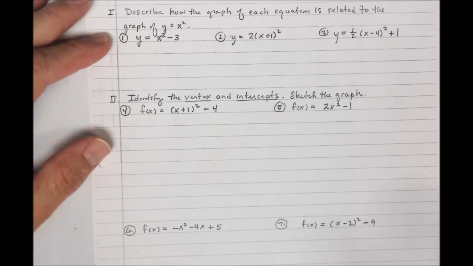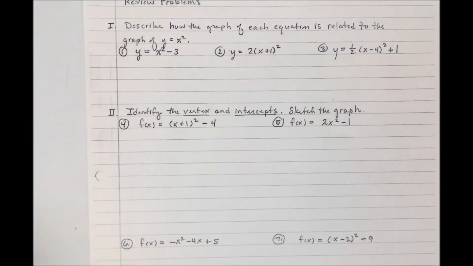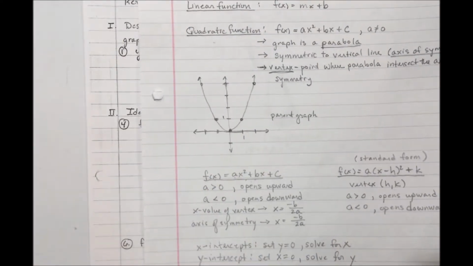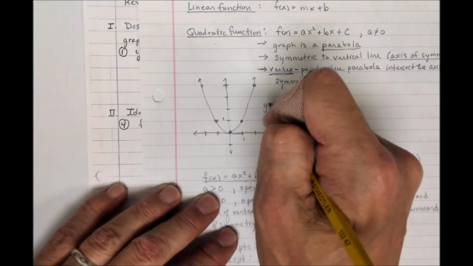Describe how the graph of each equation is related to the graph of y equals x squared. Now, we had that just a minute ago. That's this guy right here. That's your parent graph for y equals x squared. I wrote it down somewhere, didn't I? I did not. Shame on me. This is y equals x squared.